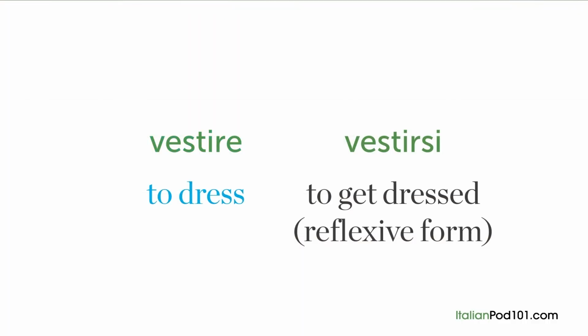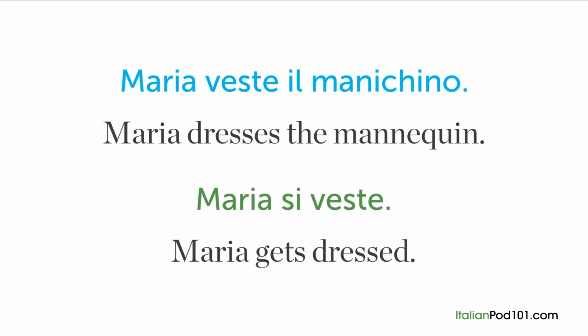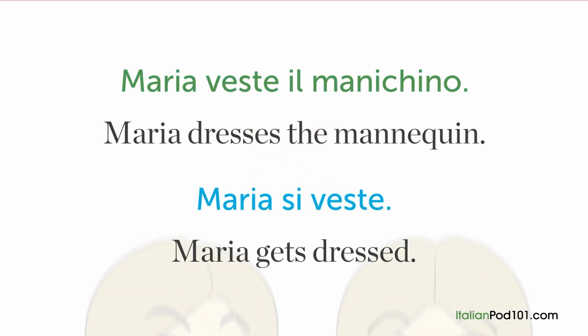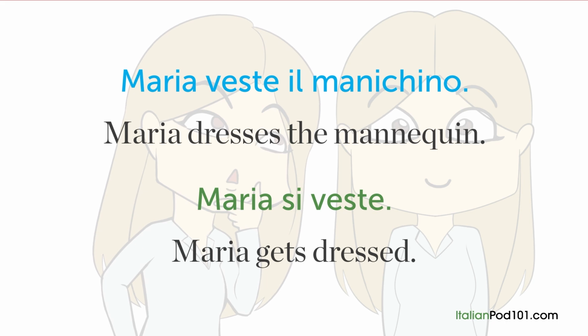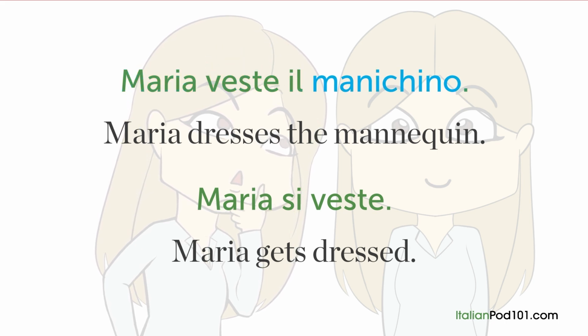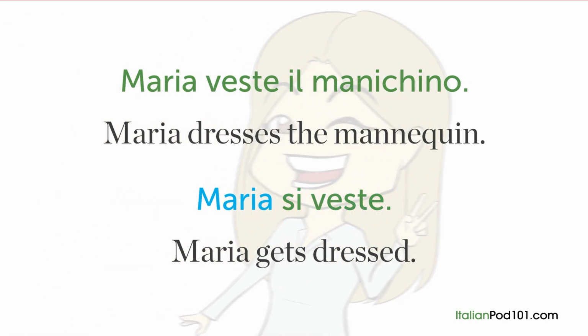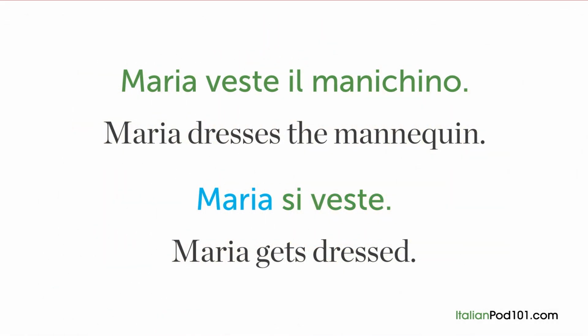Reflexive verbs, when conjugated, are preceded by a reflexive pronoun that complies with the subject. Let's see an example. Vestire, to dress, vs. vestirsi, reflexive form, to get dressed. Maria veste il manichino. Vs. Maria si veste. In the first example, the object of the verb vestire is the mannequin, while in the second sentence, the object is Maria herself. Subject and object coincide.